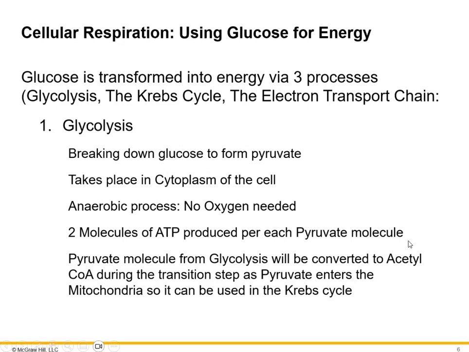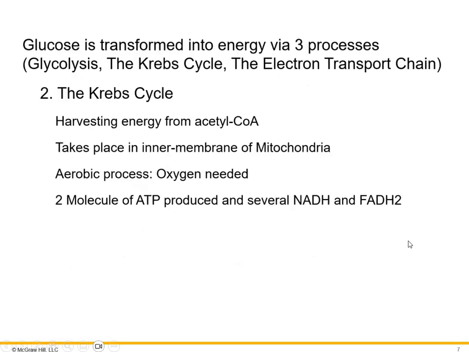The pyruvate molecule is going to be converted to acetyl-CoA during that transition step, as the pyruvate is entering the mitochondria, so that it can be used in the Krebs cycle. Once the Krebs cycle has initiated, we are harvesting energy from that acetyl-CoA. Remember, acetyl-CoA used to be pyruvate, pyruvate used to be glucose. It's just been made usable.